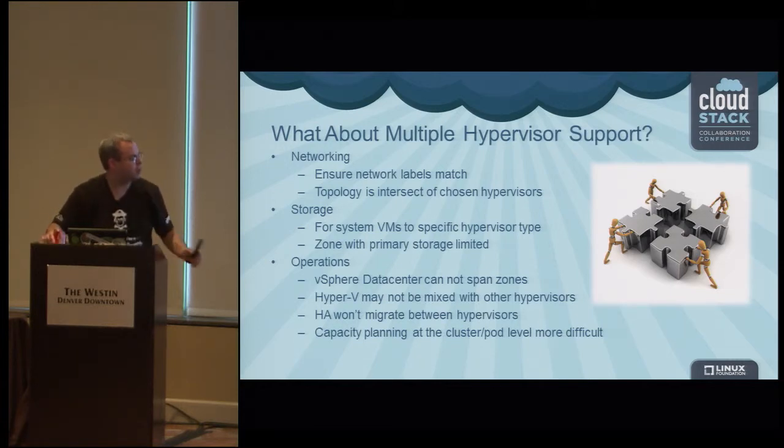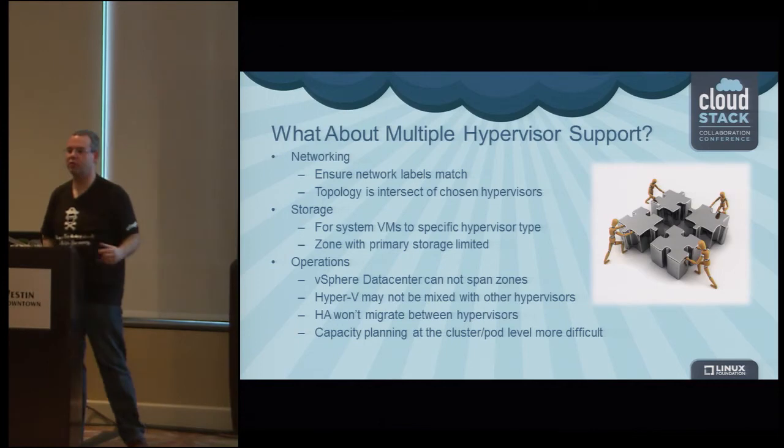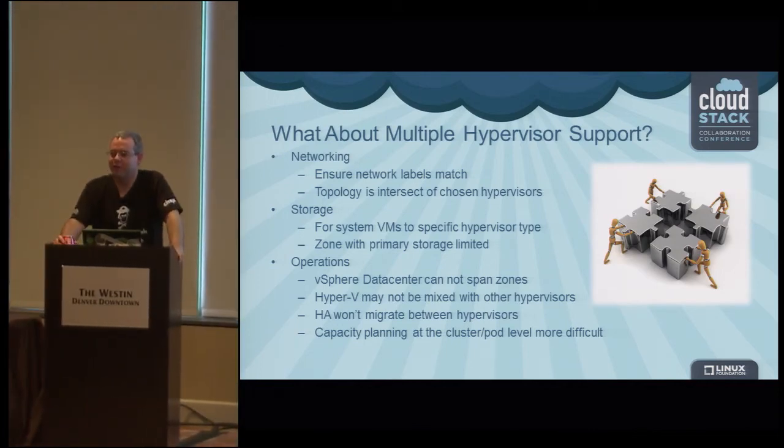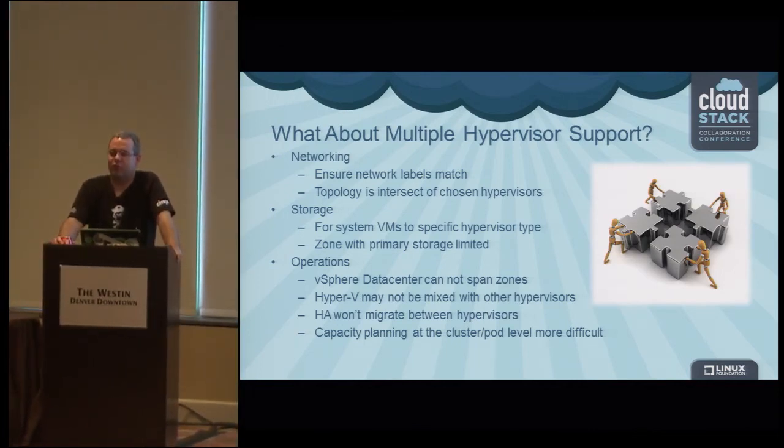You'd be impressed with the number of people who ask the question, can I use HA to migrate between, say, vSphere and XenServer? And the answer is, huh? No, can't be done. Capacity planning, it's a lot more difficult when you have multiple hypervisors in place, but it can be done. It just requires a lot more attention to detail.